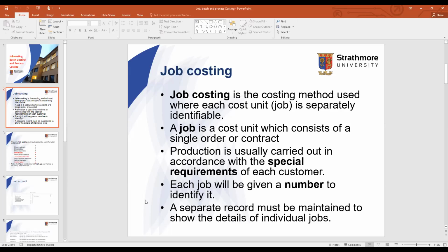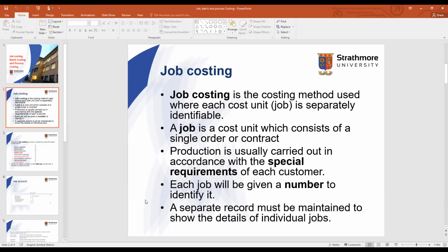This material was only for job one. Each job will therefore be given a number to identify it. A separate record must be maintained to show the details of the individual jobs. I mentioned that for recording purposes each job needs to have its own unique number, and the coding is what will be dictating how the job will be done.